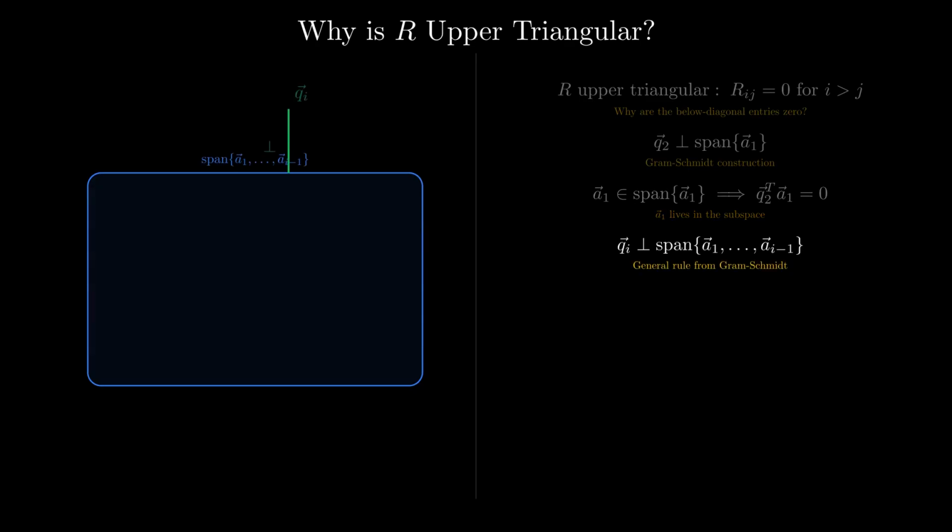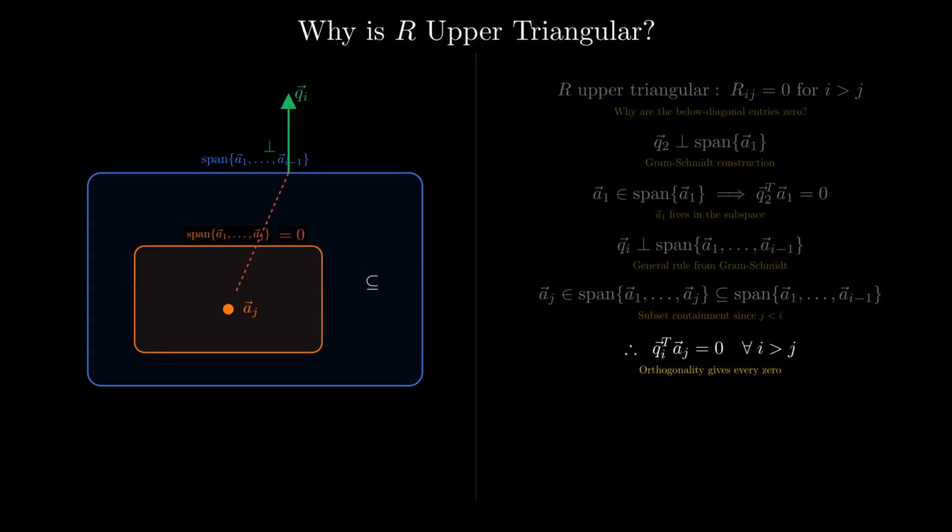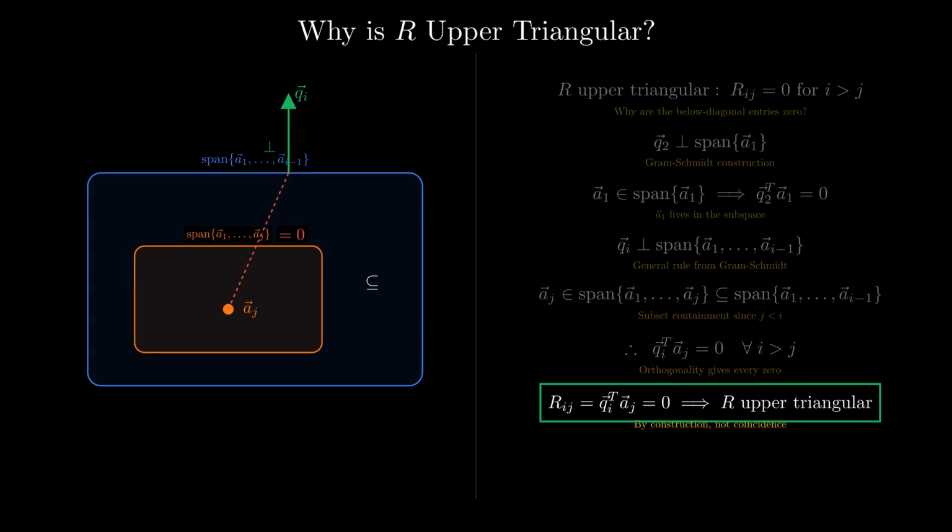Now let's generalize. For i greater than j, qi was built orthogonal to the span of a1 through a(i minus 1). Meanwhile, aj lives in the span of a1 through aj, and since j is less than i, this span is contained inside the span of a1 through a(i minus 1). So qi transpose times aj equals 0. The chain of reasoning is: aj belongs to the span of a1 through aj, which is a subset of the span of a1 through a(i minus 1), and qi is orthogonal to the entire larger span. Every 0 below R's diagonal is forced by Gram-Schmidt's orthogonality, by construction, not by coincidence.